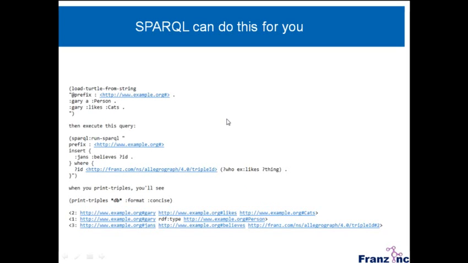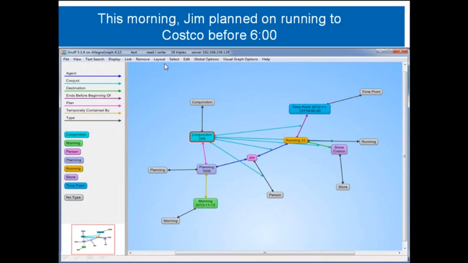And then finally, how does it look in a graph when you do this verification? Well, we have one customer who's going to write a blog about it, so I'm going to keep this extremely short for now. But he does natural language processing and uses a lot of temporal concepts. And so he can, for example, take a sentence like, this morning Jim planned on going to Costco before 6, and parse it.